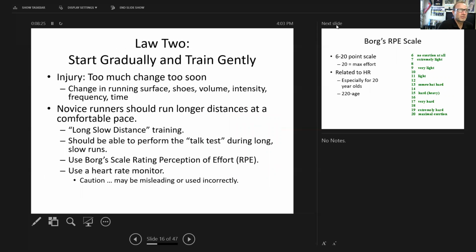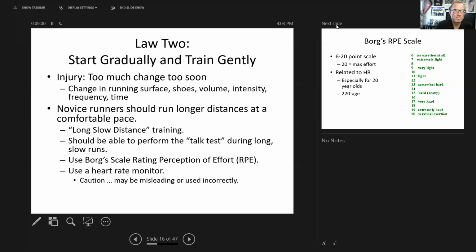All right, law 2, start gradually and train gently. Yes, start gradually. Too much change too soon will lead to an injury. And that change could be a change in running surface, a change in shoes, or a change in volume, intensity, frequency, or time. Too big of a change, and the body will not have had time to adapt. And so recovery becomes really important, and making sure that you're choosing the right level of intensity to allow the body to respond positively is important.